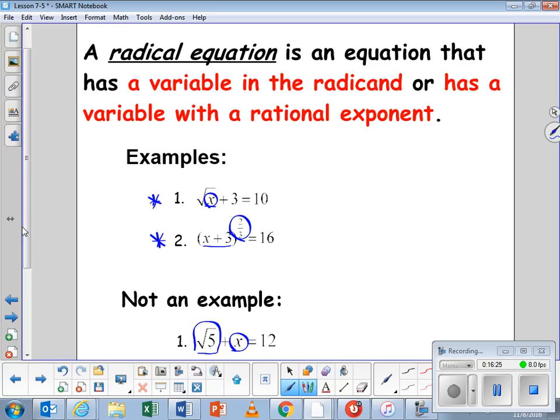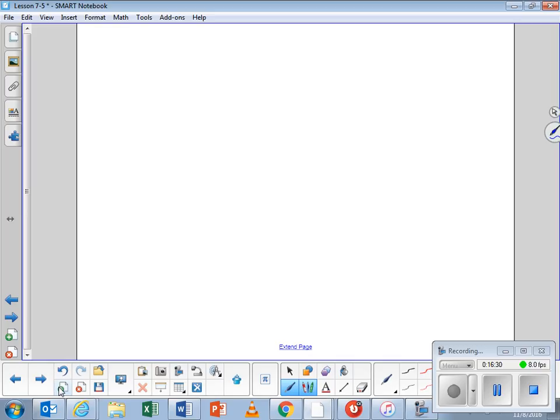Anybody not ready for me to move on? Okay, let me add a page here because I'm sure I don't have a lot of those examples. So, let's start out with the most basic one. Square root of x is equal to 4. So is x equal to 2? No, it's not. So look at this like we do every other equation.